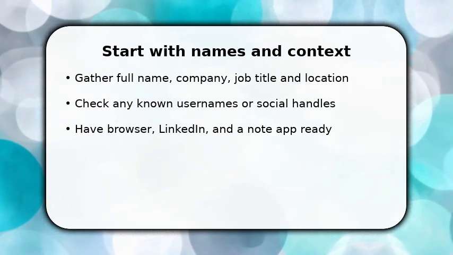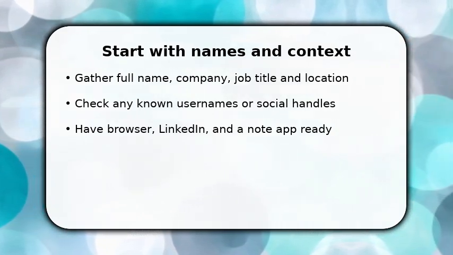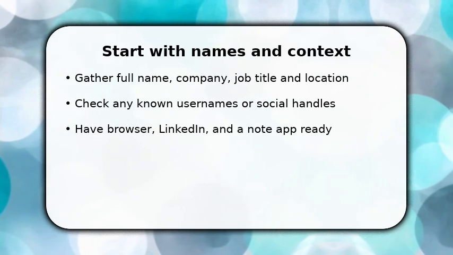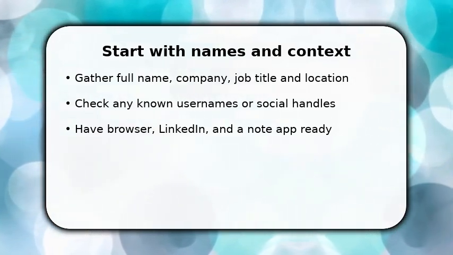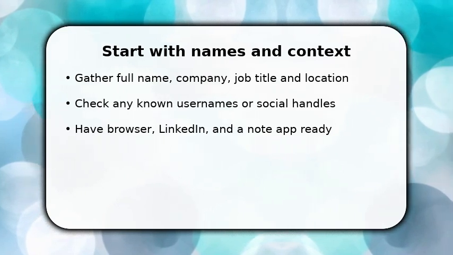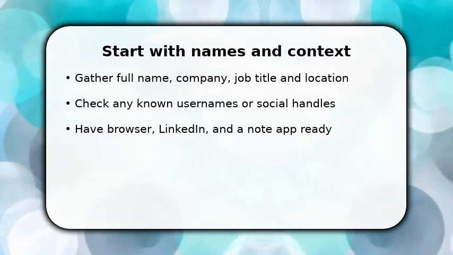Make sure to note any usernames, social handles, or public bios. These often mirror email formats. Use a simple note app to record variations so you can test them systematically. This speeds validation in the next step.